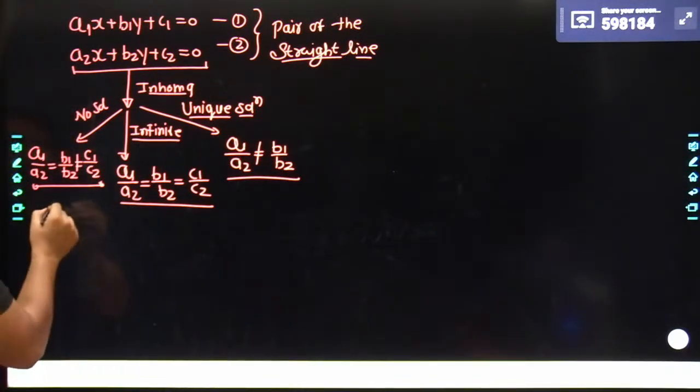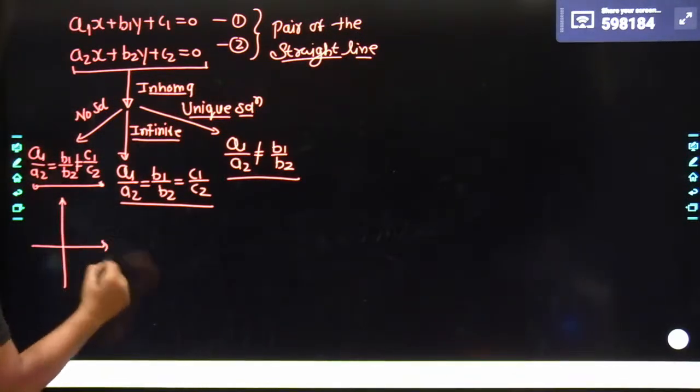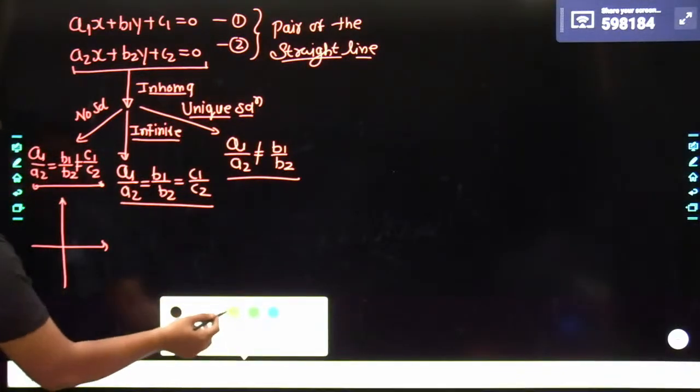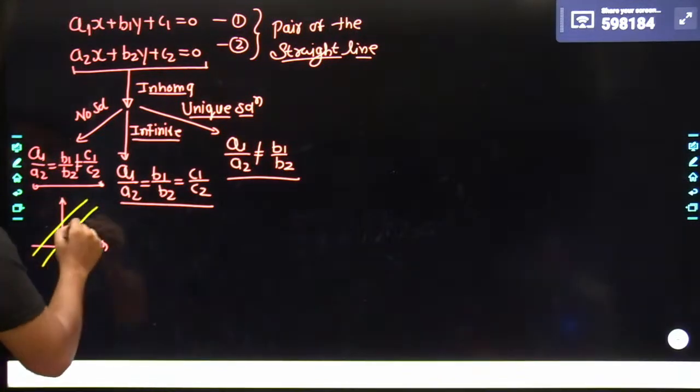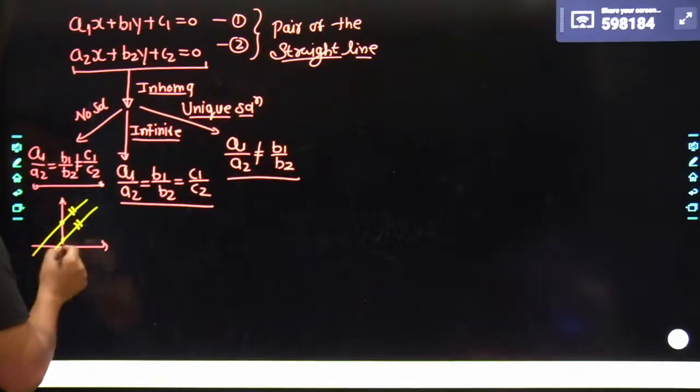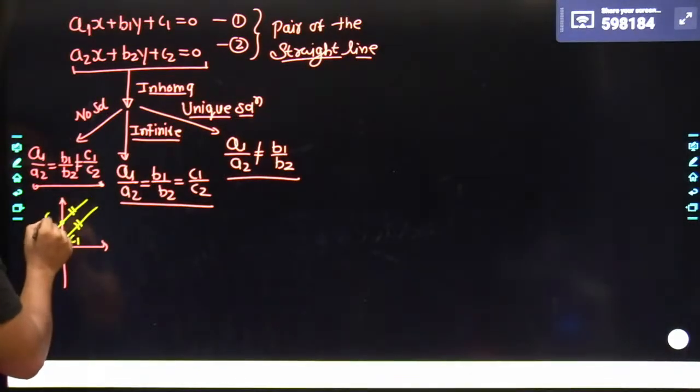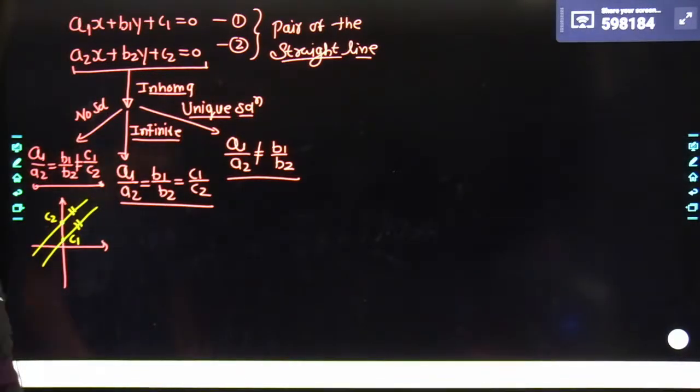If you talk about the case of no solution, how would it look? You will have two straight lines, both parallel to each other, and their intersection over the y-axis is different. Let's take here it is C1 and here it is C2.